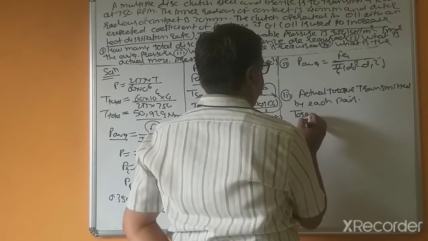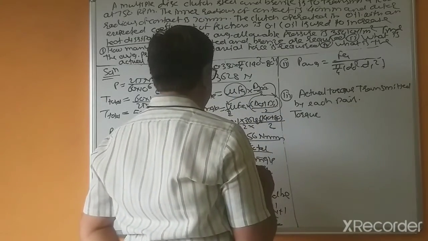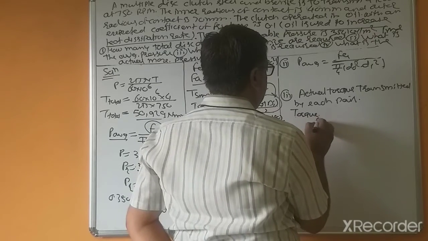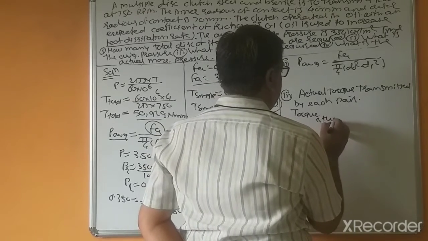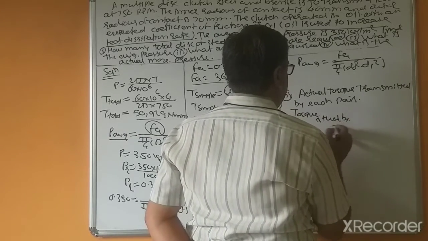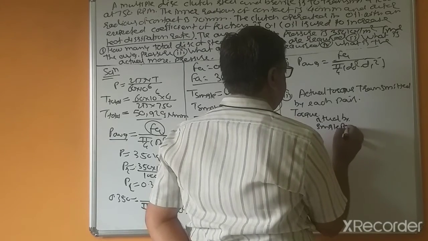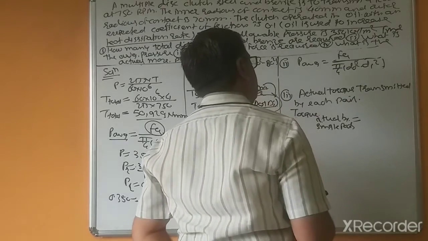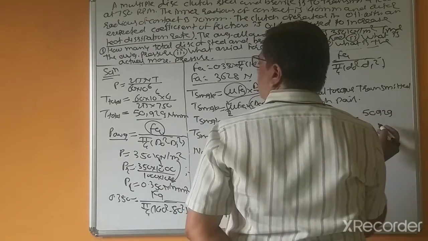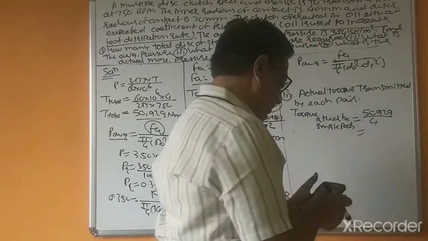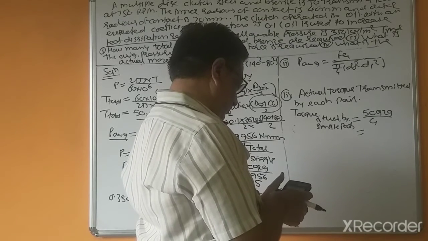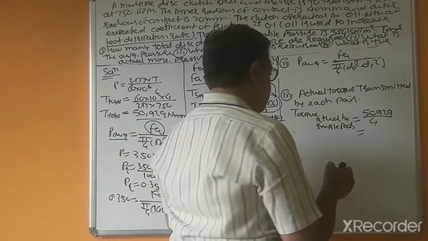So the torque for a single plate, this is the actual torque. The actual torque by a single plate or single pair equals the total 50,929 divided by 4. So this much is about 12,000.